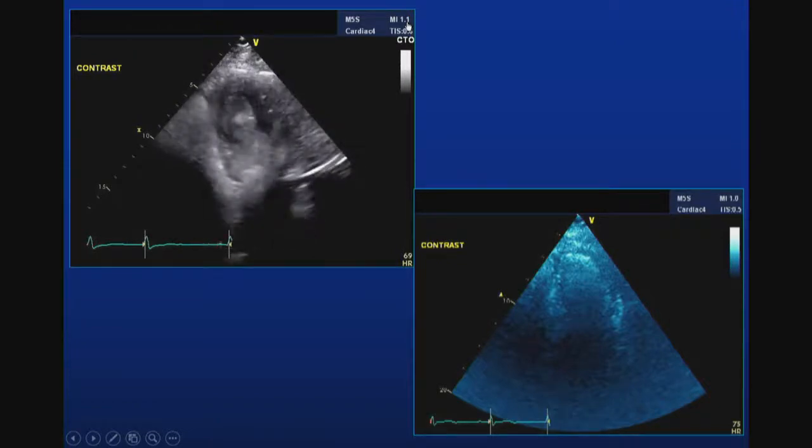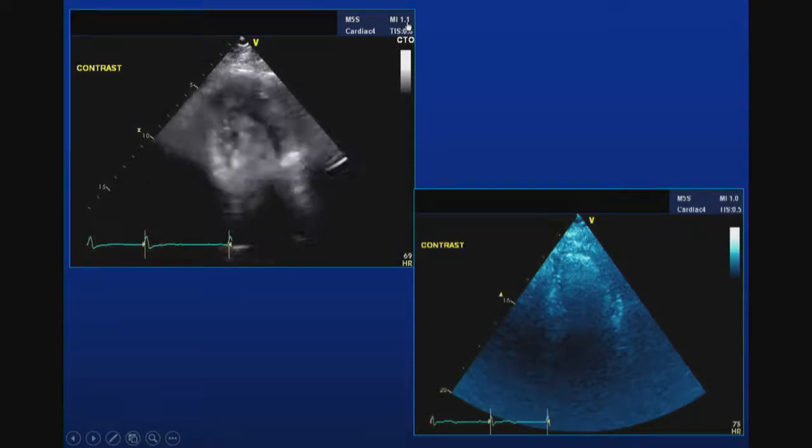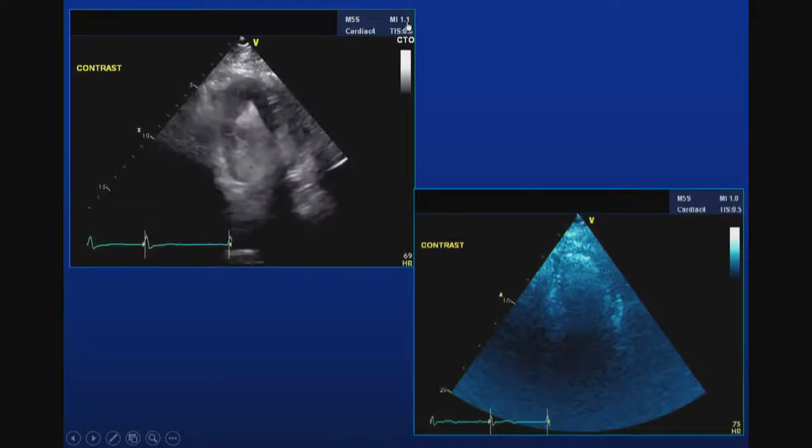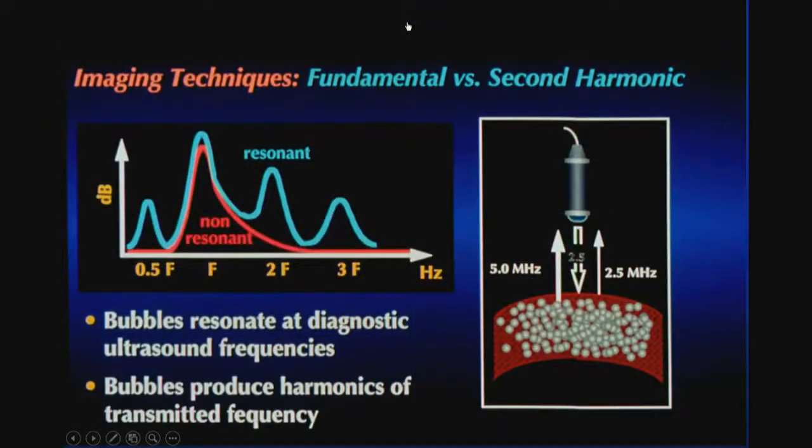The nice thing about many of the imaging machines nowadays is that they are preset with contrast settings, so it brings down the mechanical index. But if you play around with it, you will accentuate these effects of the interaction of mechanical index with the contrast itself.